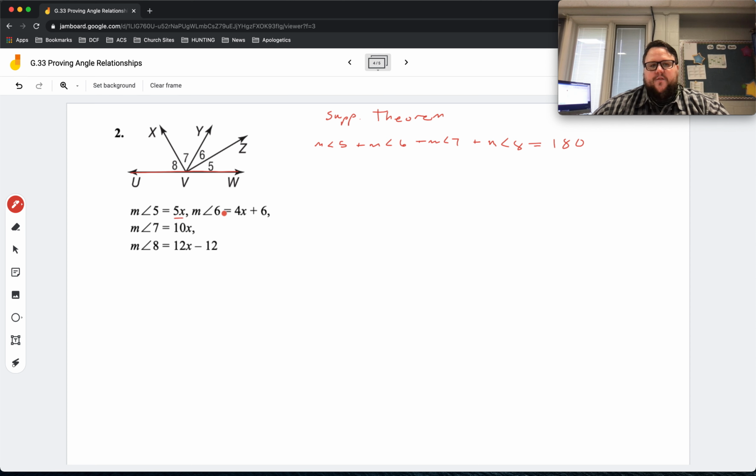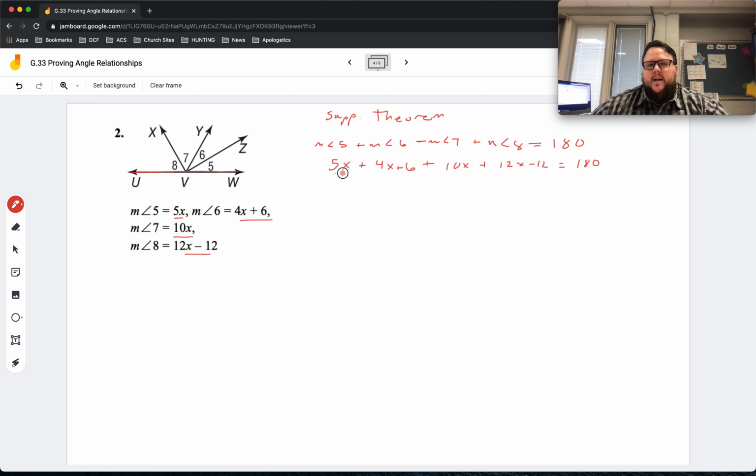Measure of angle 5 is 5x, so I get 5x, plus measure of angle 6 is 4x plus 6, so I say 4x plus 6, plus measure of angle 7 is 10x, plus measure of angle 8 is 12x minus 12. And that all equals 180.